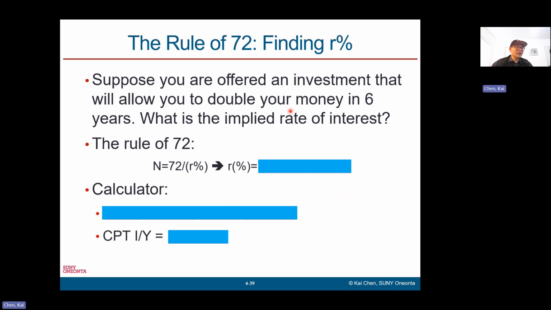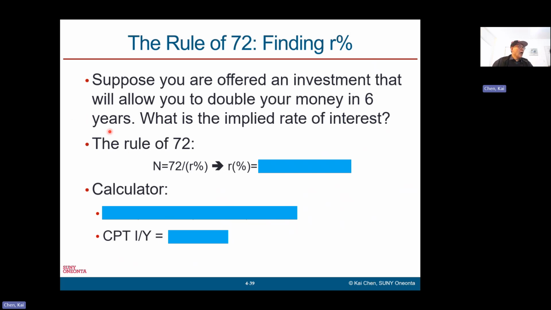At first glance, some students may ask, Dr. Chen, in this question, we don't know the present value, we don't know the future value. However, please pay attention to this sentence: that will allow you to double your money in 6 years. That means in 6 years, if you invest $1, you expect to receive $2. So in this case, you can represent the present value with $1 and the future value with $2.